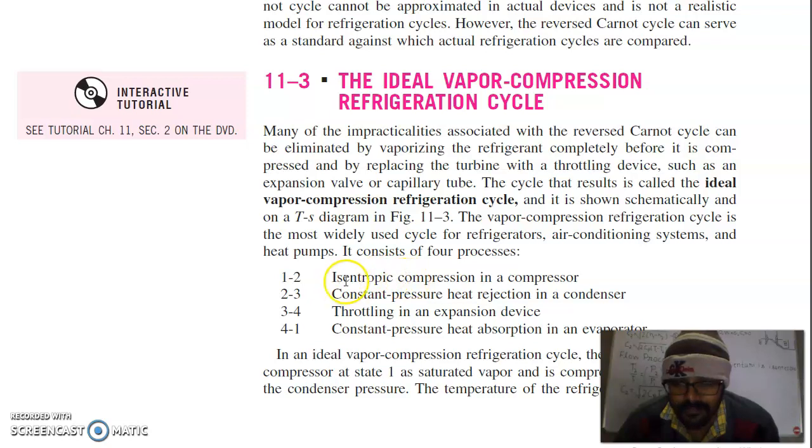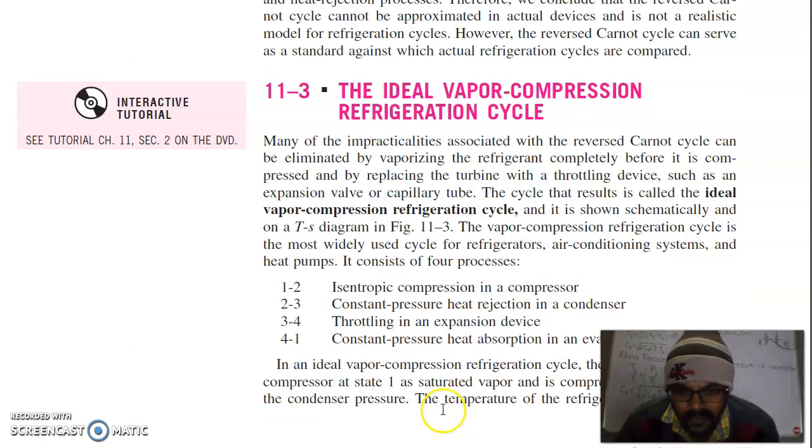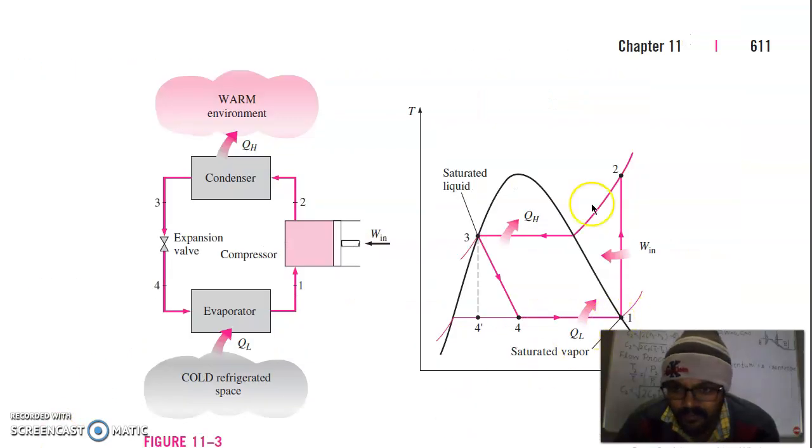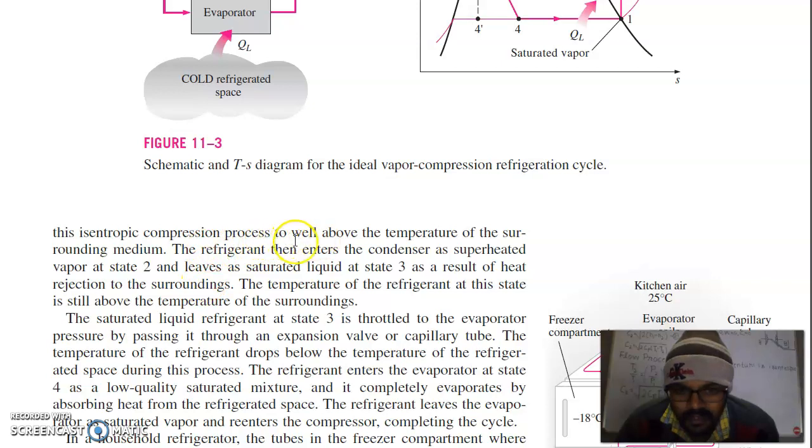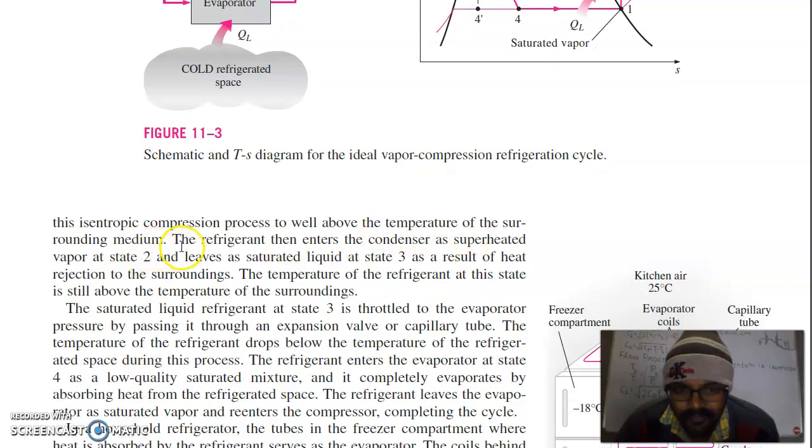So these are 4 processes. 1 to 2 isentropic compression in the compressor, 2 to 3 constant pressure heat rejection in the condenser, 3 to 4 throttling in the expansion valve, and 4 to 1 constant pressure heat absorption in an evaporator. After the compression from 1 to 2, the temperature at state 2 is well above the surrounding temperature, which is the temperature of the surrounding medium.